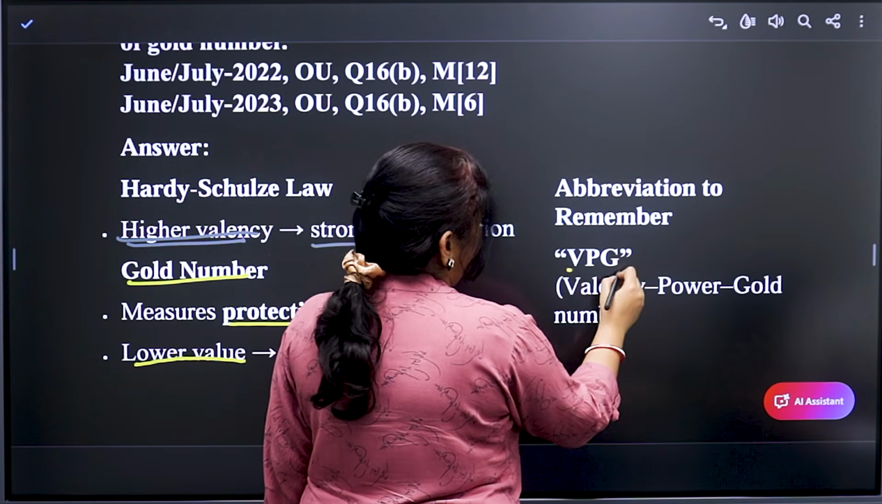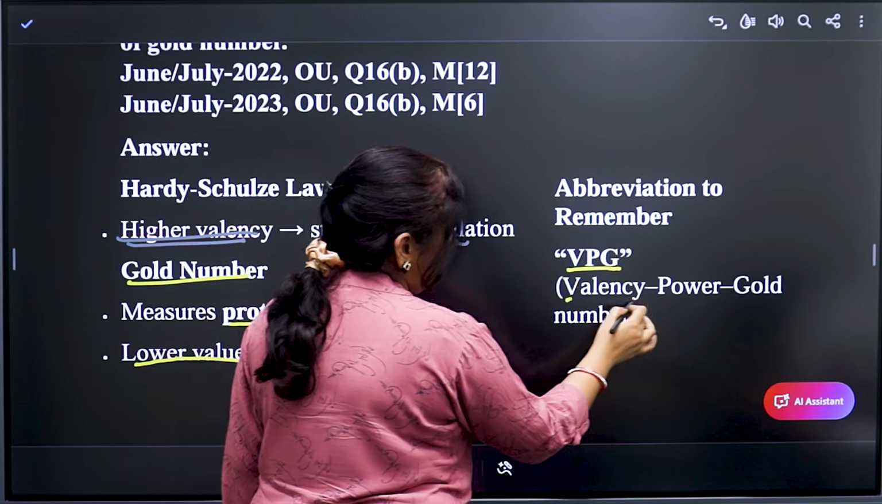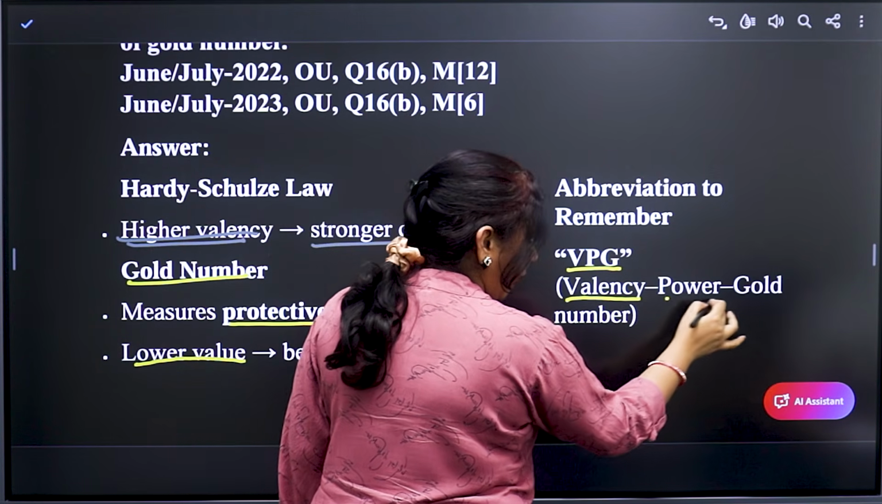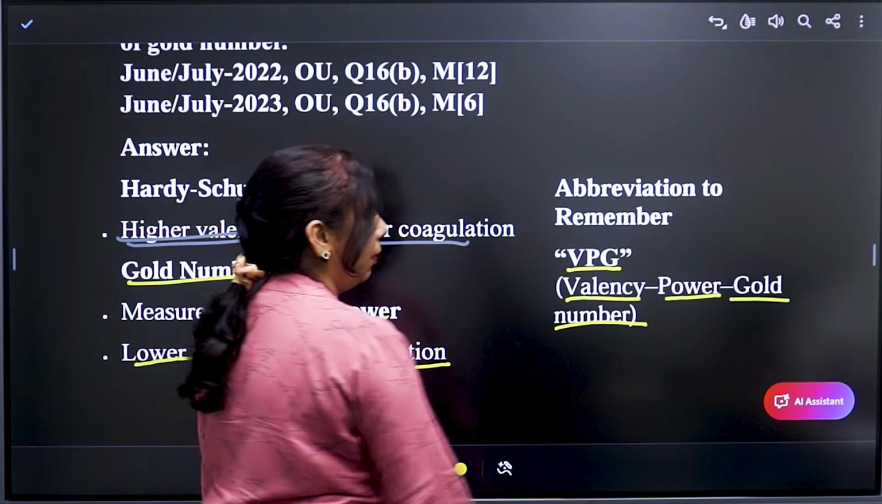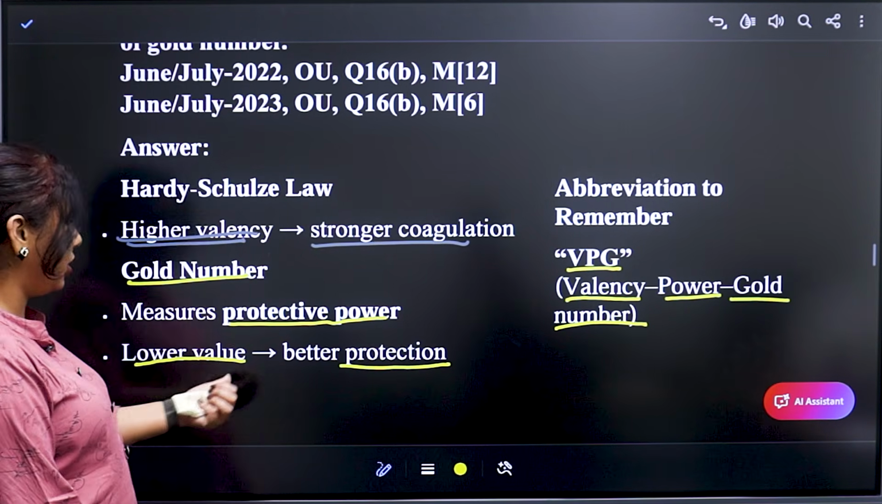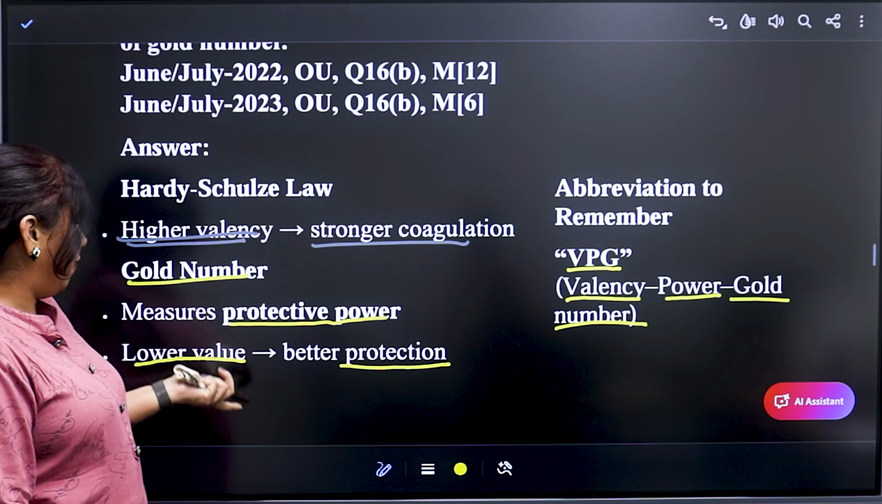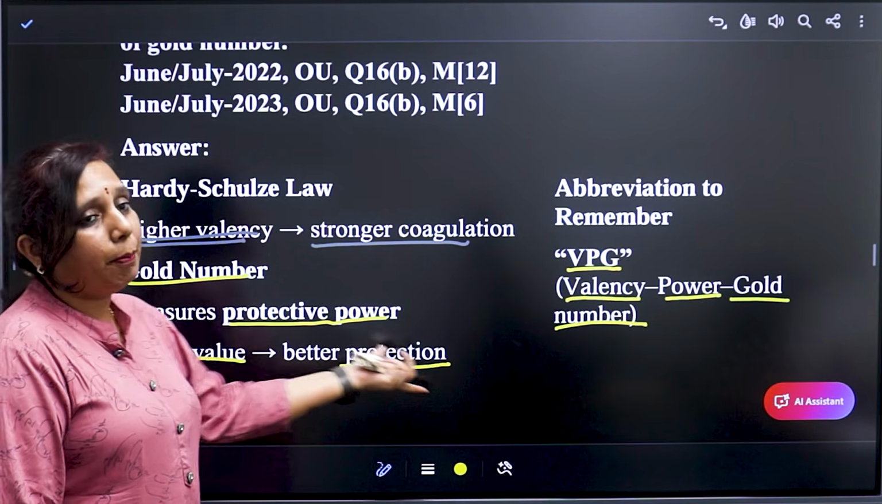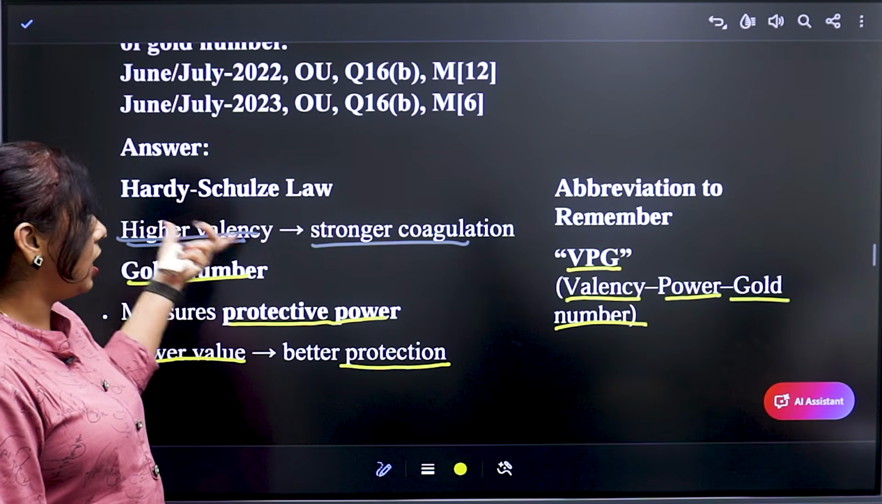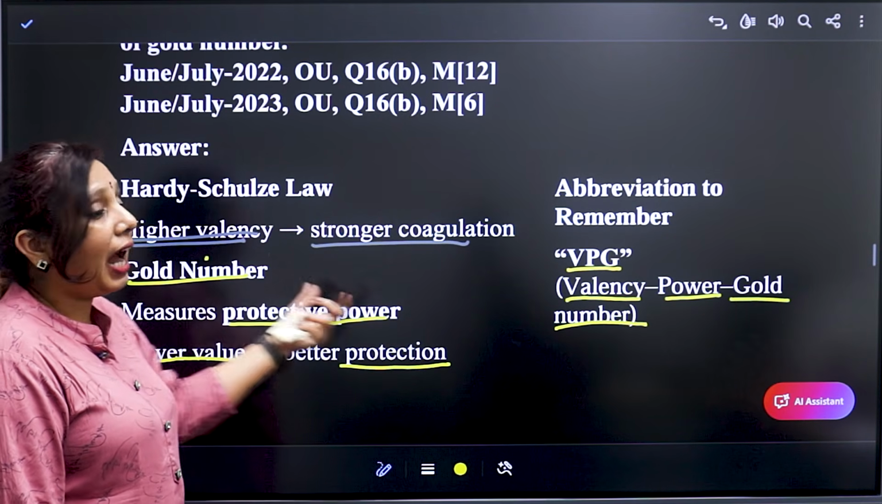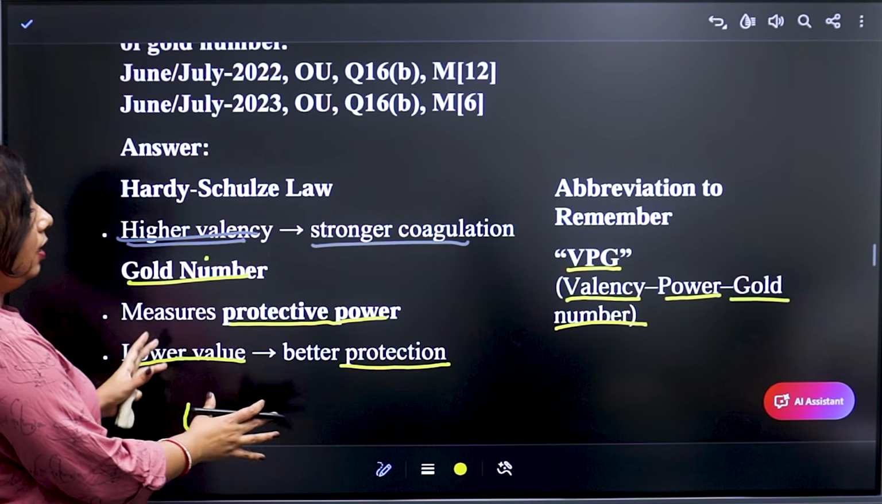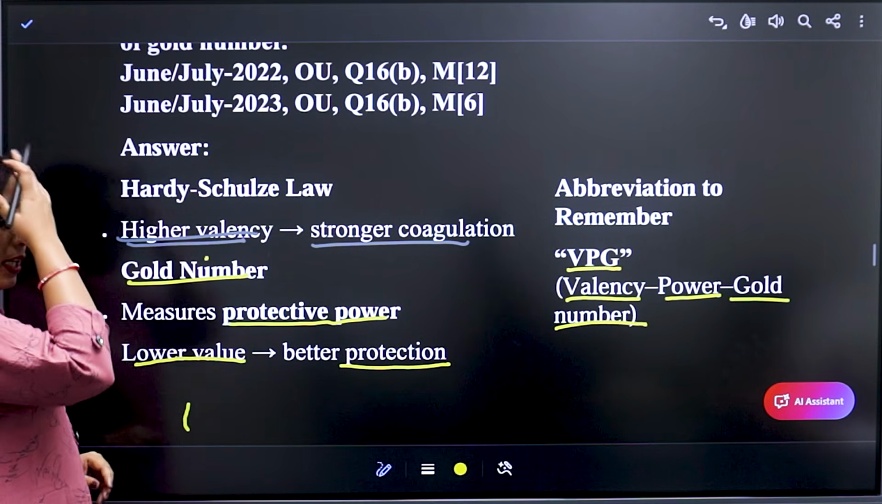Then the abbreviation VPG: valency, power, higher valency, higher power, that is gold number. And the one is gold number, which is the protective value. Here it is lower value, better protection. For Hardy-Schulze law, higher value, strong coagulation. Lower value, higher protection. That is gold number. So easy, right?